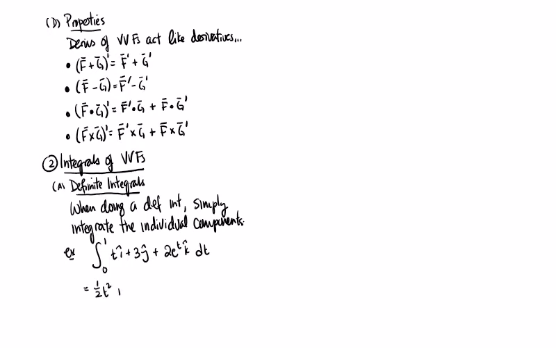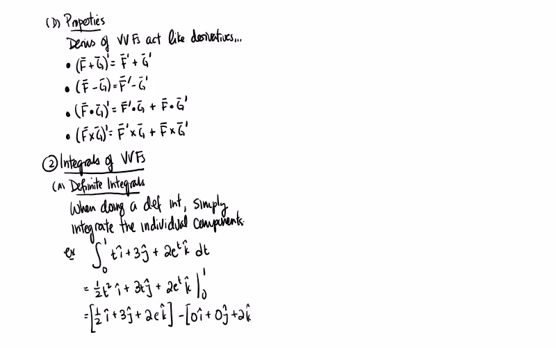So 1/2 t squared i plus 3tj plus 2e to the tk, 0 to 1. Plug in 1, I get 1/2 i plus 3j plus 2e to the k. Plug in 0, get 0i plus 0j plus 2k. Then that can be simplified, but I'm not going to worry about that. Right? But basically, that's just the process. You just blast through it, you integrate the individual components, call it a day.